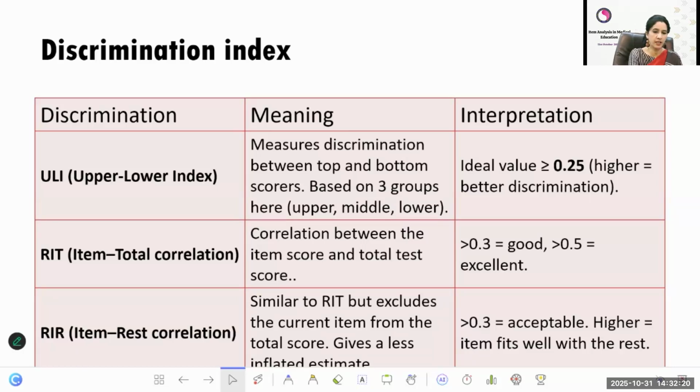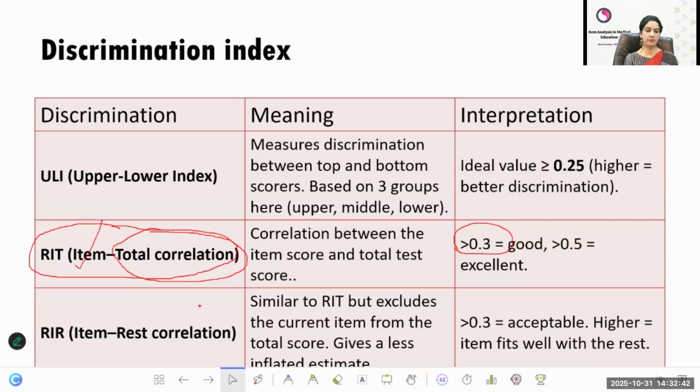What do I mean by the item total correlation? If I talk about item total correlation, you take that item and the total score and calculate the correlation. Its value should be at least 0.3. More than 0.3 is acceptable.